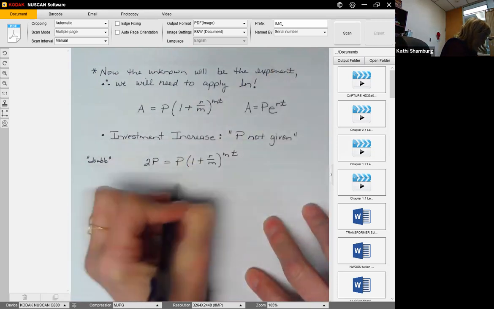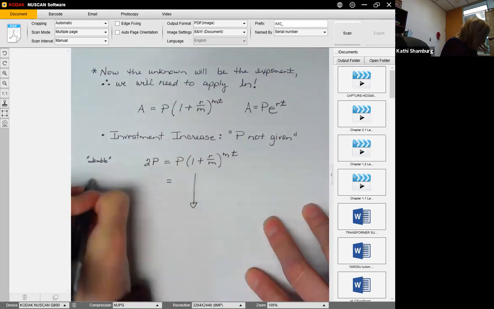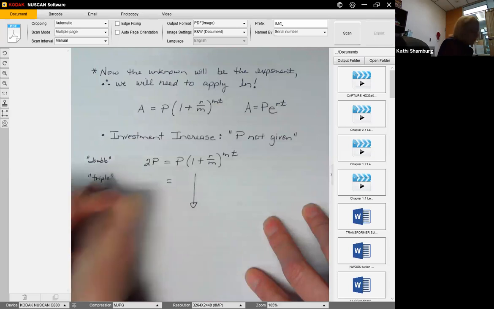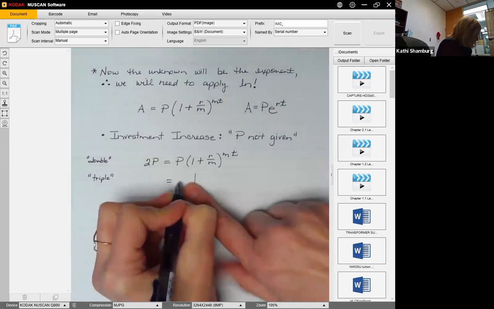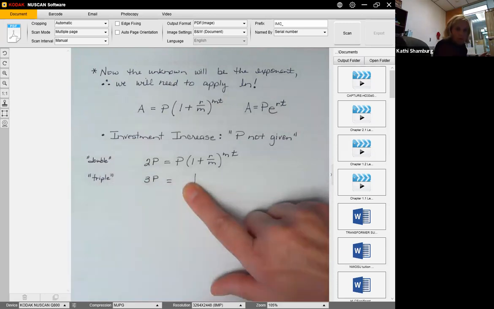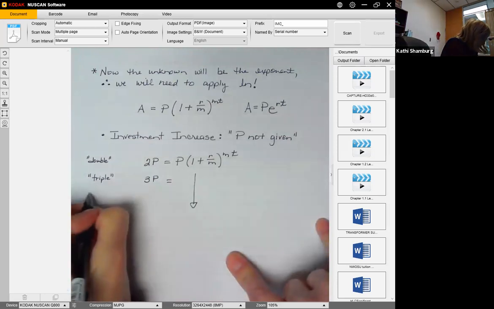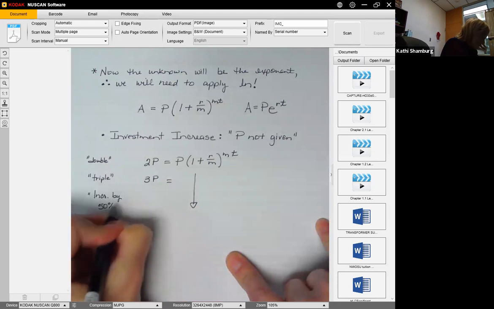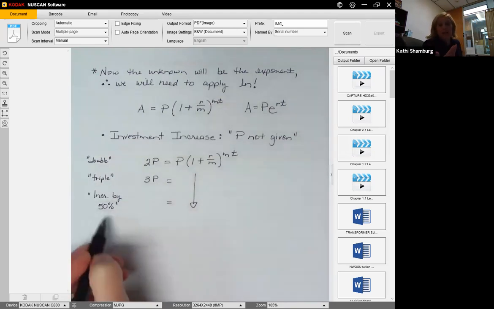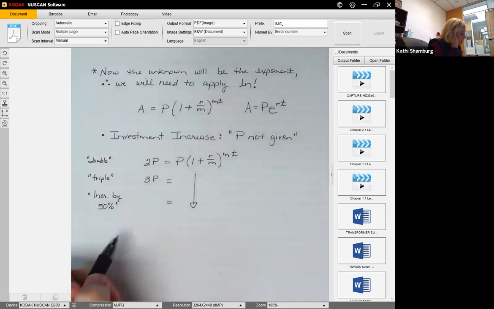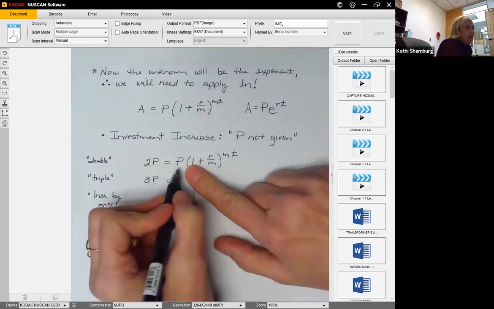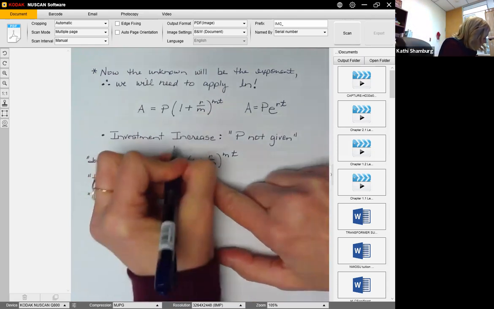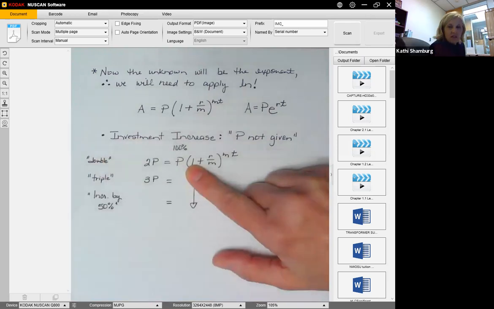It may say, how long will it take to triple your investment? Well, if this is still P, tripling it would mean 3P. You multiply it times 3. It might say something like your investment to increase by 50%. Well, when it's worded that way, or it might say 60% or 70%, what you have to think of is P, whatever your initial investment was, that represents 100% of your investment. So if I invested $5,000, 100% of my money is 5,000. If I invested 8,000, then 100% of what I invested is the full $8,000.